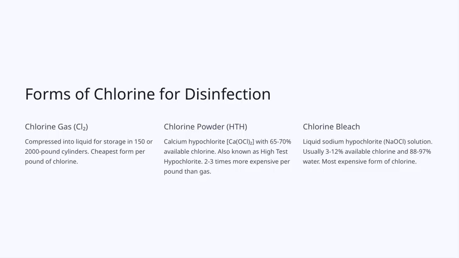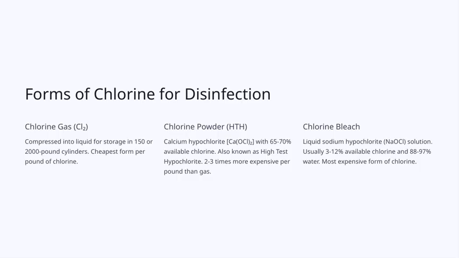Next, there's chlorine powder, known as HTH or high-test hypochlorite. Its chemical name is calcium hypochlorite, Ca(OCl)2, and it contains about 65 to 70% available chlorine. While it's more expensive than chlorine gas, about 2 to 3 times the cost per pound, it's often used because it's more stable and easier to handle in certain situations.